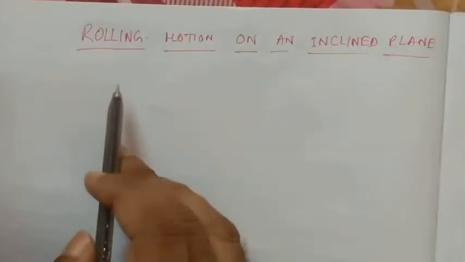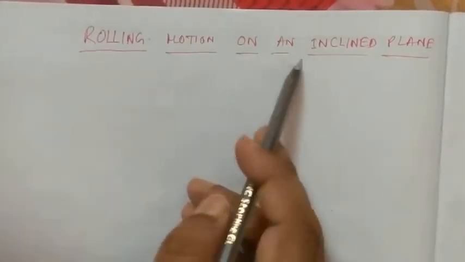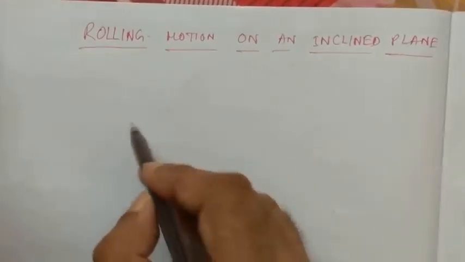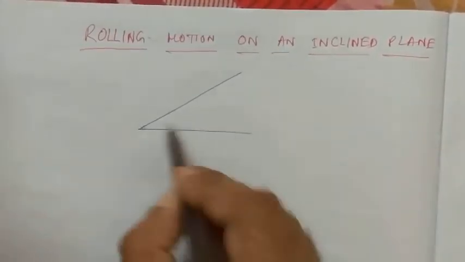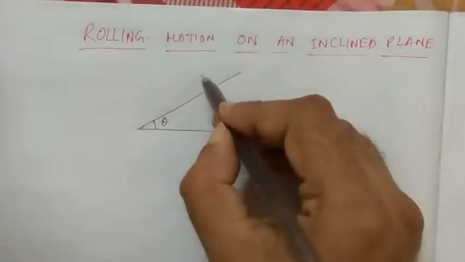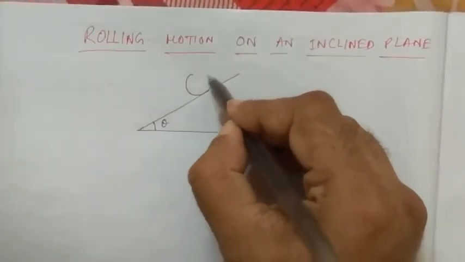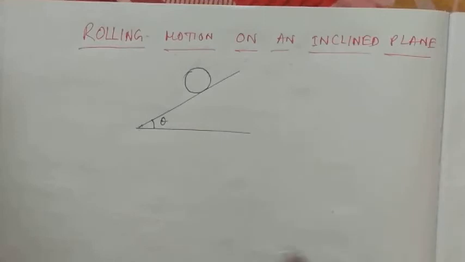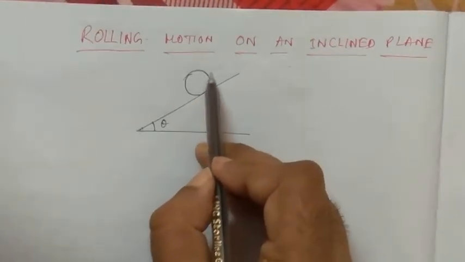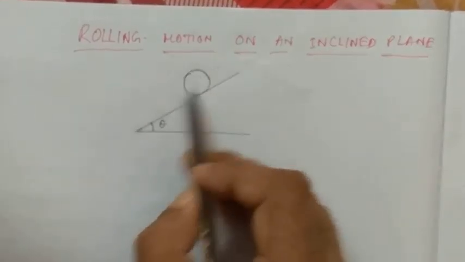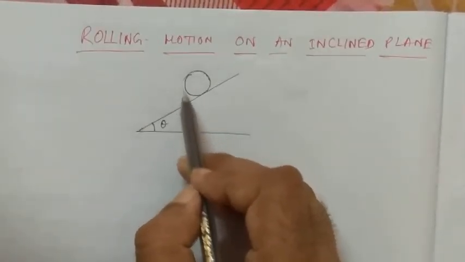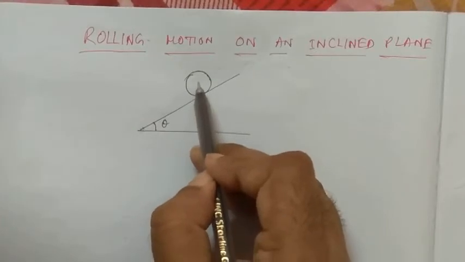In this video we will discuss rolling motion on an inclined plane. This is an inclined plane of angle theta. A body, it can be a cylinder, it can be a sphere, is moving downwards, and while moving downwards it is also rotating about its axis.